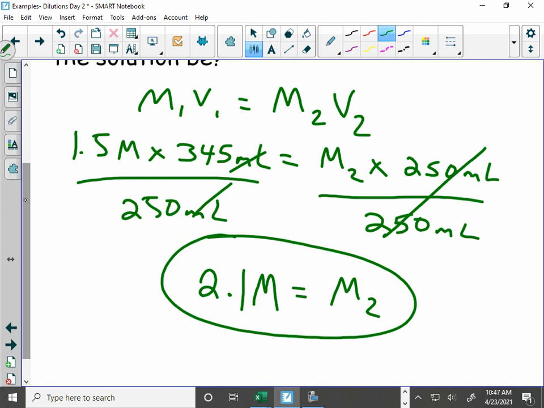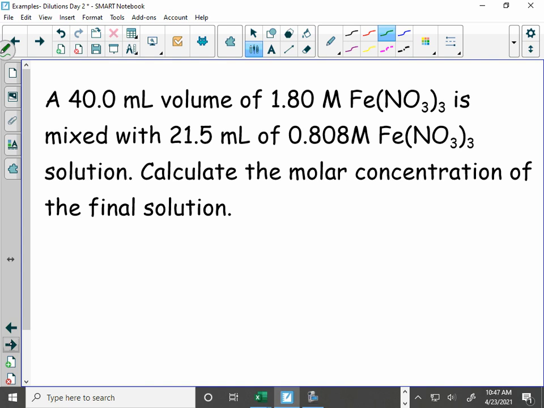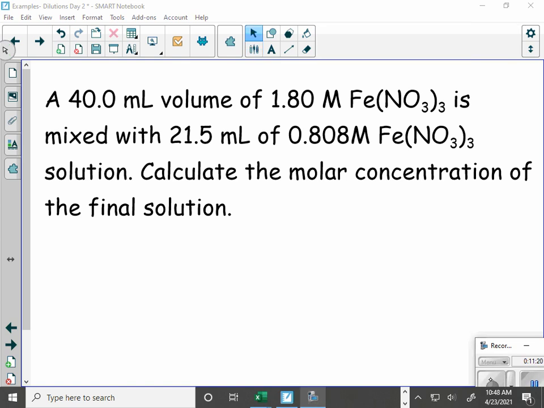Okay, here's our last example we're going to work, and this one is a little bit different. So go ahead and copy that down, then we will work it. A 40.0 milliliter volume of a 1.80 molar iron 3 nitrate solution is mixed with 21.5 milliliters of a 0.808 molar iron 3 nitrate solution. Calculate the molar concentration of the final solution.